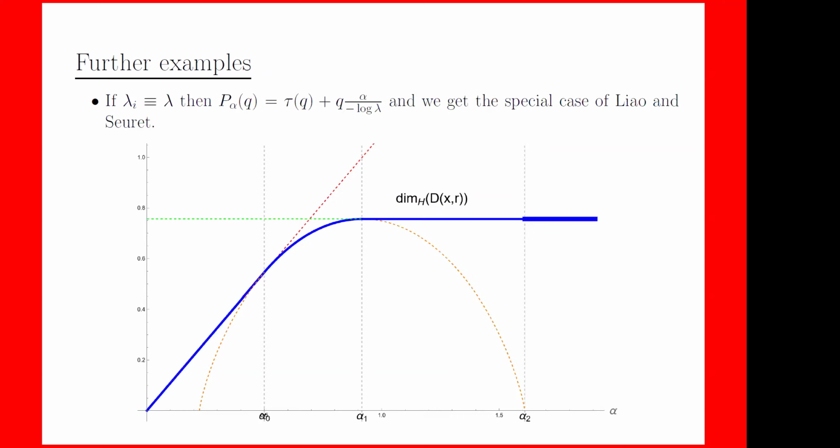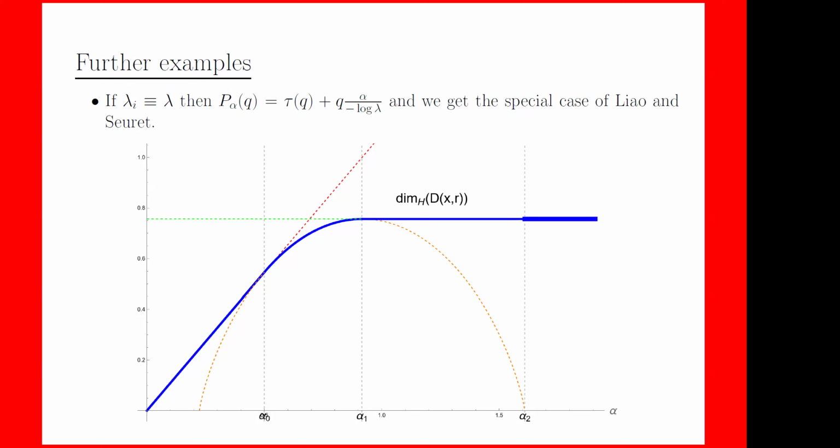And there is one other particular case, when you choose the contracting ratios to be homogeneous. And in that case, this P alpha Q can be written by the LQ spectrum. And basically, this infimum, what we have seen before, becomes really the Legendre transform of the LQ spectrum. And we get back the special case of Liao and Seuret in that case.